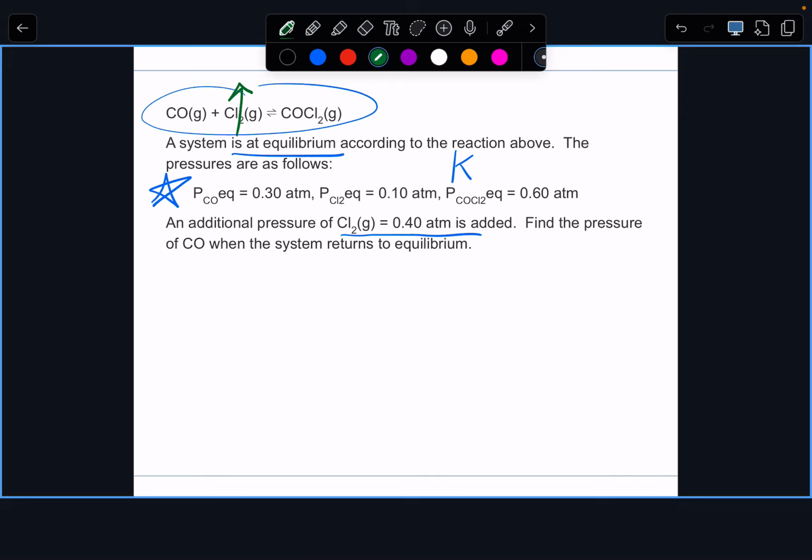So that's me doing the thing in green. And then in orange, the system responds by reacting the Cl2 and the CO and making more COCl2. So it shifts towards the products. That uses up some of that excess Cl2 that I put in there. That's how it's relieving the stress, by using that Cl2 to make COCl2.